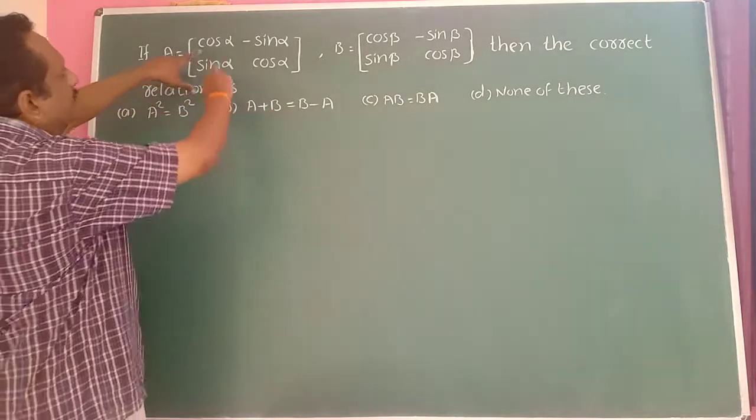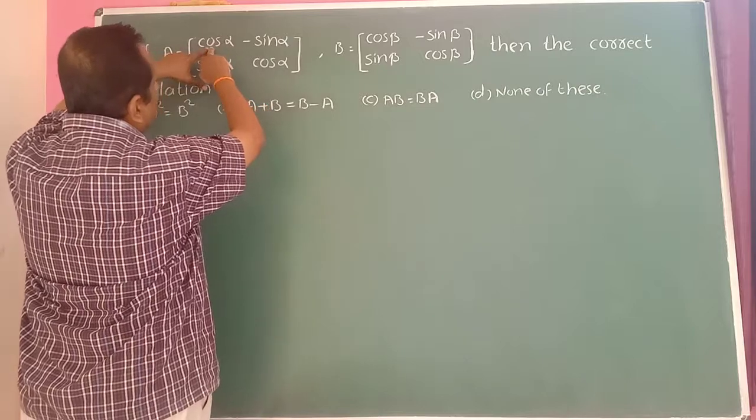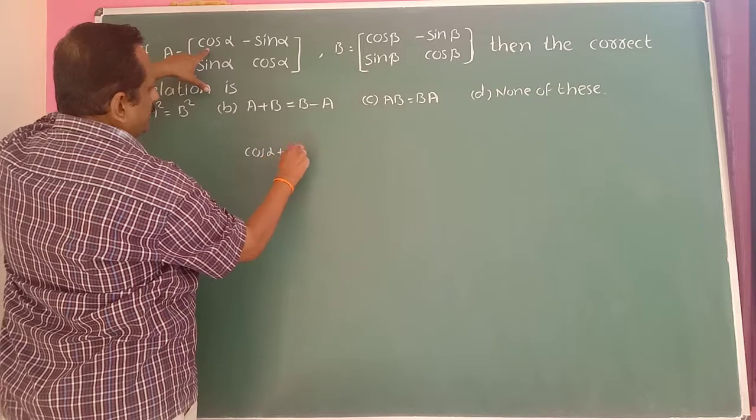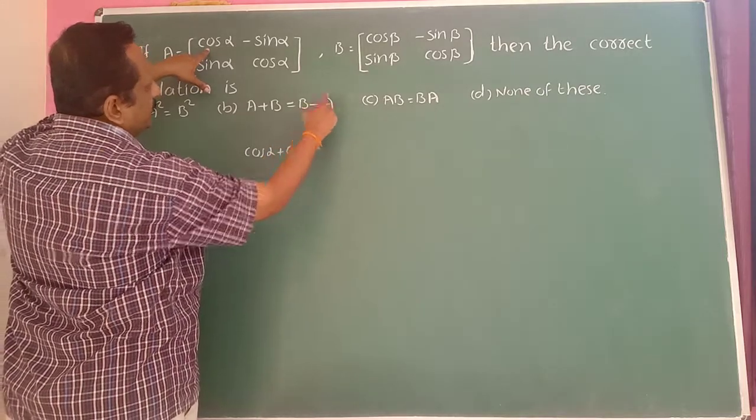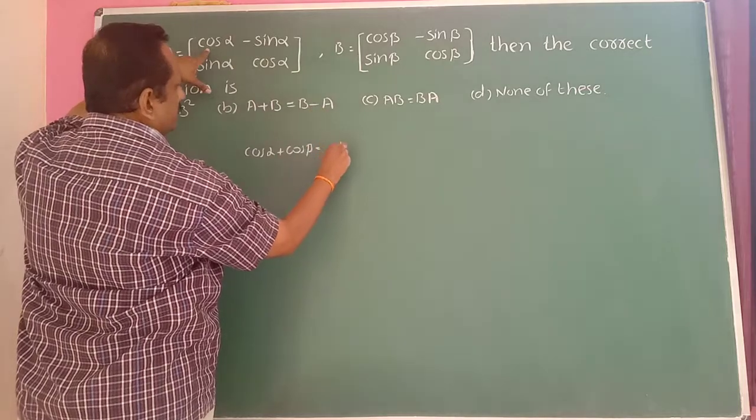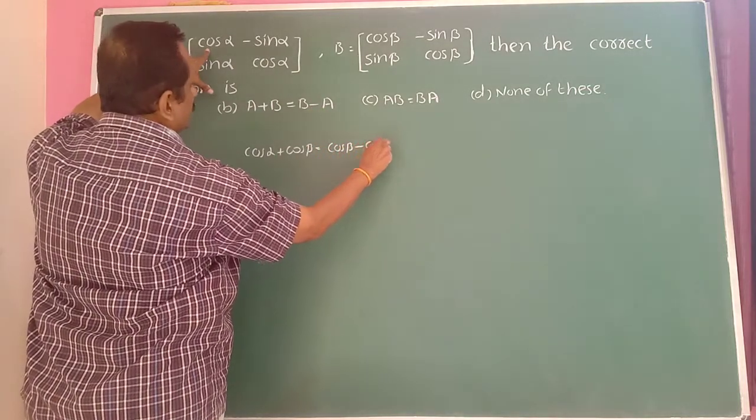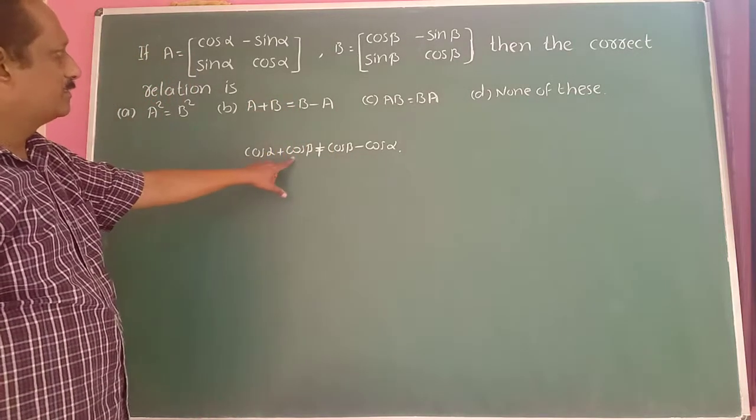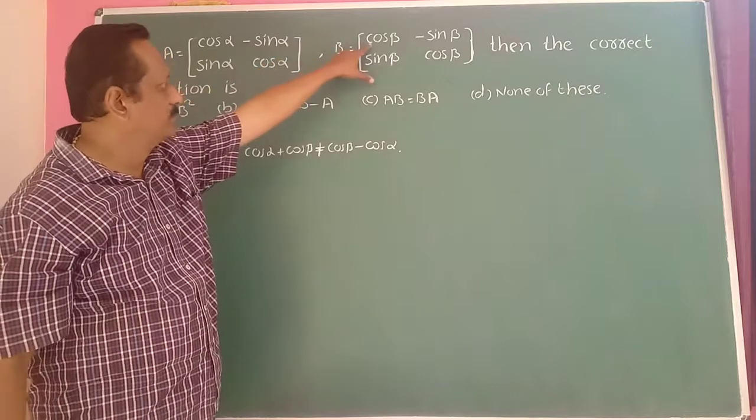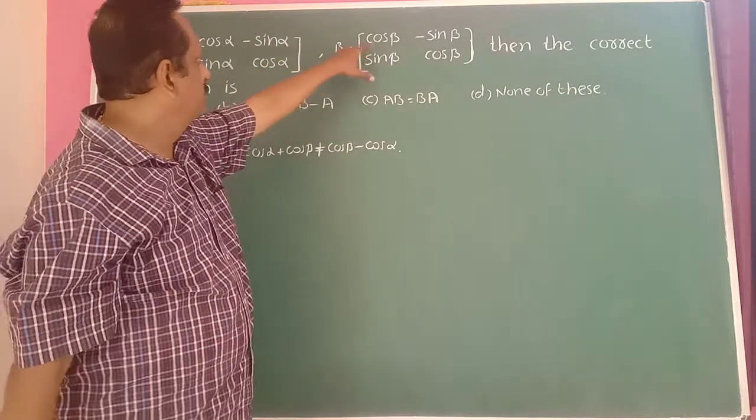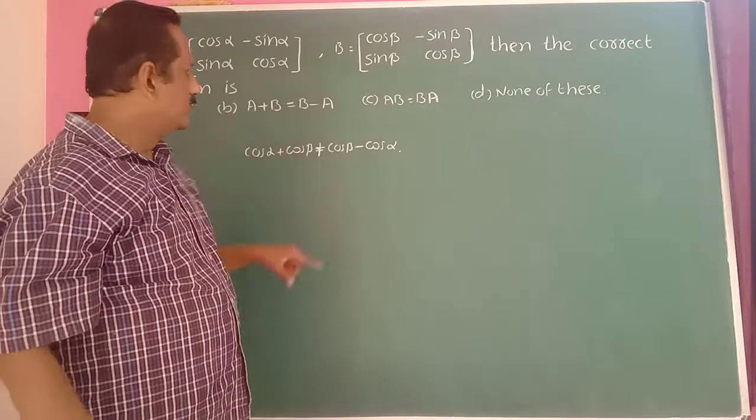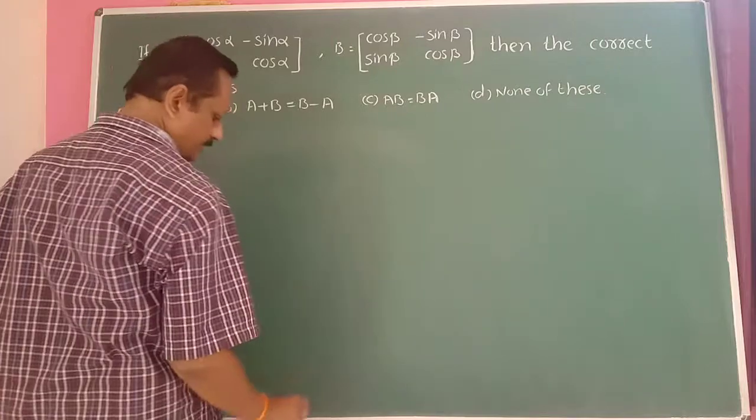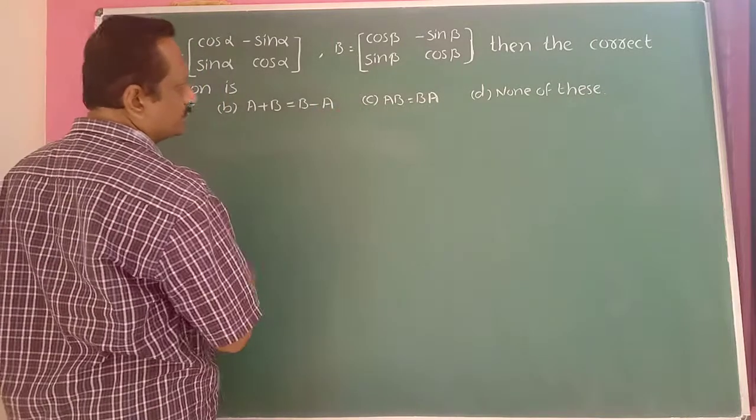A plus B means the sum of these here. So just observe here: cos alpha plus cos beta. B minus A means this minus this here: cos beta minus cos of alpha. Obviously, it is not equal here. A plus B means only the sum of these two, then B minus A means this minus this. Obviously, both are not equal. The second option is also not possible here. You just check whether the third one is correct or wrong.